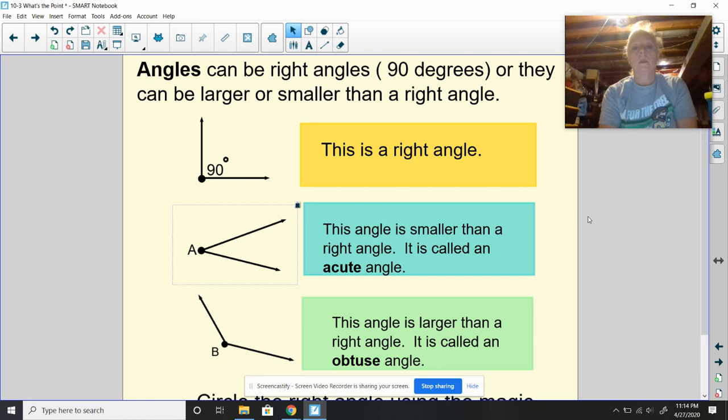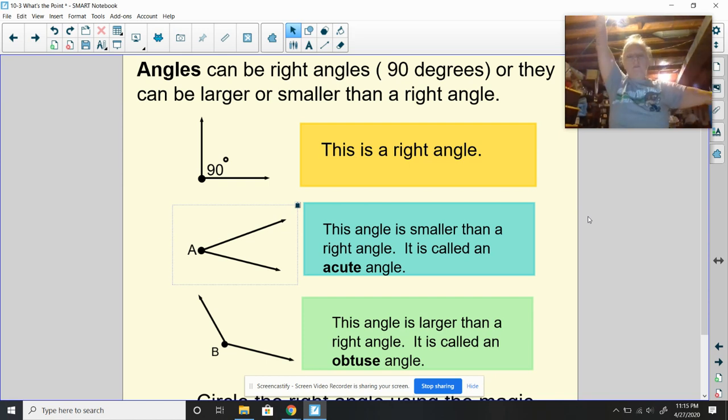There we go. Now we're going to talk about two other types of angles. So angles can be right angles. Those are 90 degrees, right angles. Or they can be larger, or they can be smaller than a right angle. Okay? So we're going to start out with a right angle. So this is a right angle.